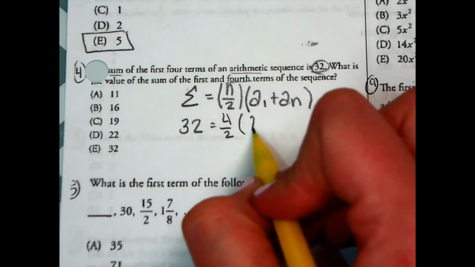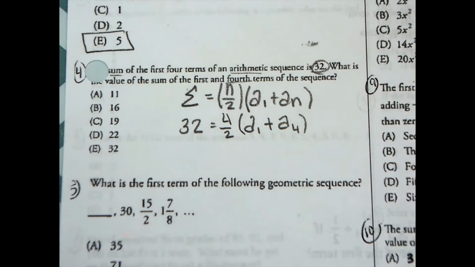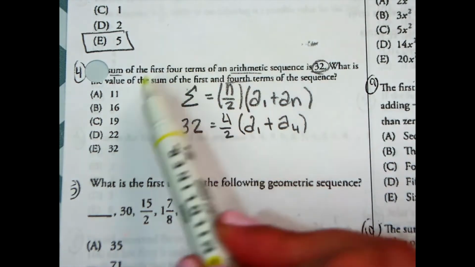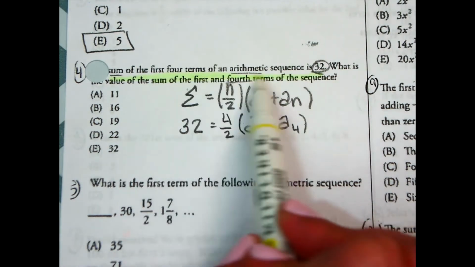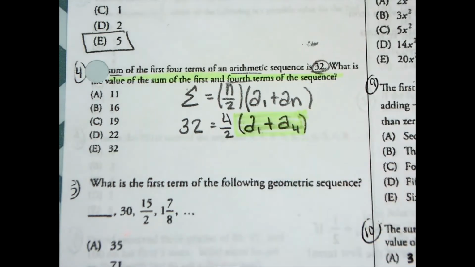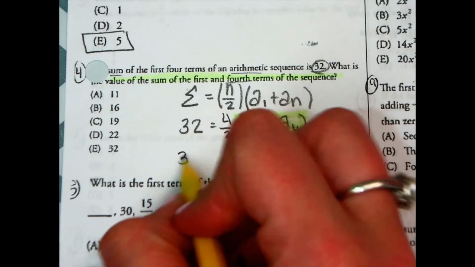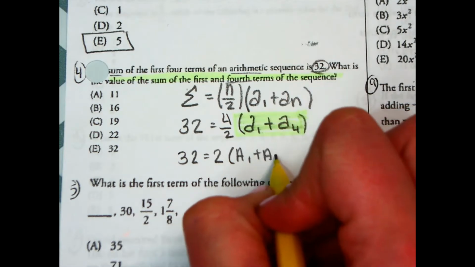A sub 1, we don't know, but we know A sub n is going to be represented by A sub 4. Now, in this problem, you might think that you need to know those values, but the question says, what is the value of the sum of the first and fourth term? This right here is the value of the sum. So you're just going to keep those together. So 32 equals 2 times A sub 1 plus A sub 4.